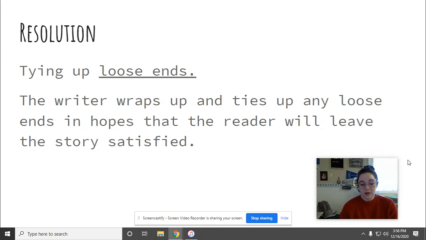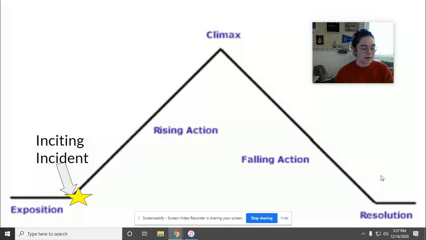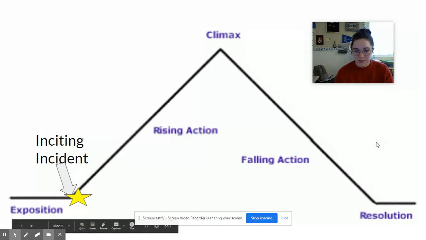So if they leave it on a cliffhanger, if you think of movies, sometimes they'll do that. That's to keep you interested to come and see the next movie. But at the end of a movie series, if the writer decided to leave you on a cliffhanger, you wouldn't leave that movie theater feeling very satisfied. Okay? So that's their goal here with the resolution, they're tying up loose ends from the story, trying not to leave any unanswered questions. And that is right down there, our resolution.